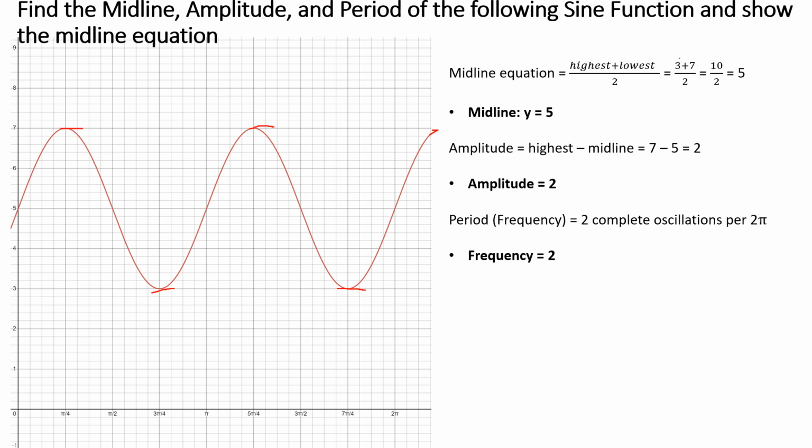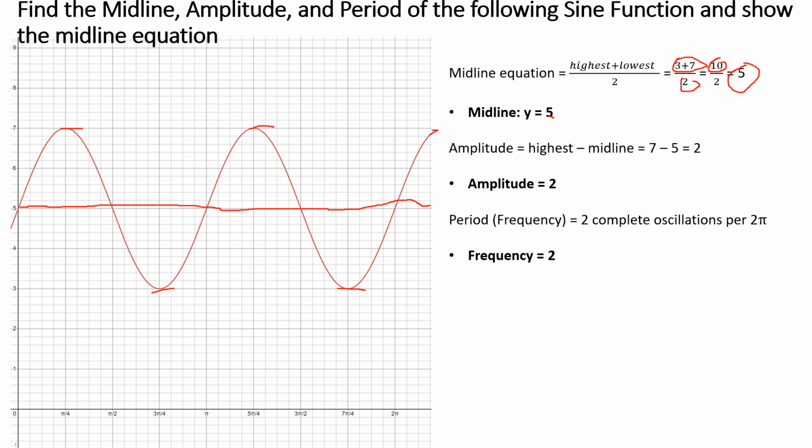7 plus 3 is 10, and I divide by 2, which gives me a midline of y equals 5. And you can see here is 5 right here, and this cuts right through there. Half are above, half are below.